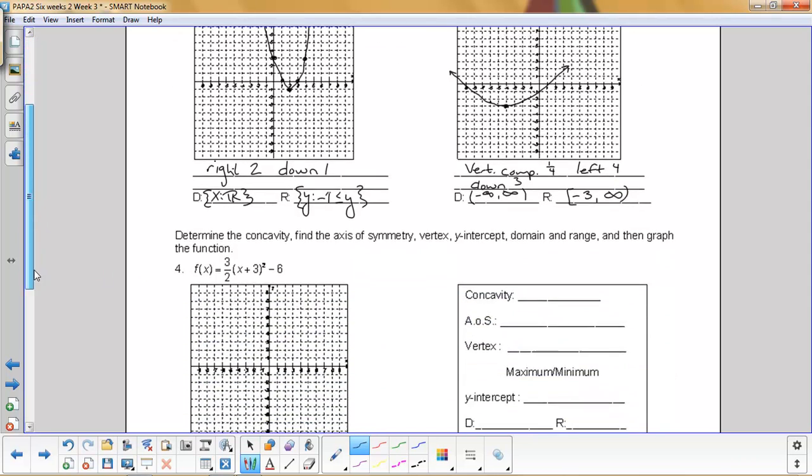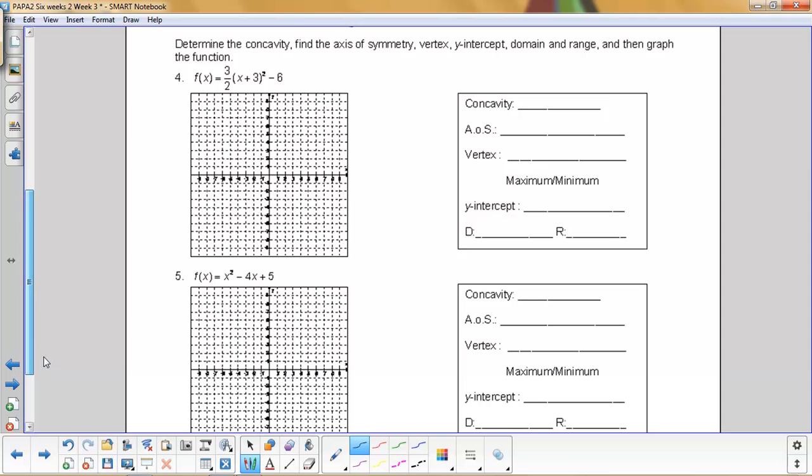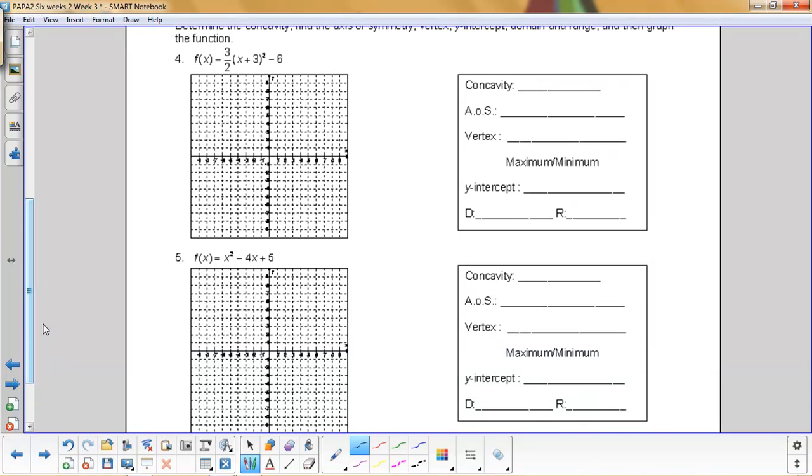Moving down here, we are going to determine all of these values for questions 4 and 5. Because the value 3/2 is positive, we are concave up. The axis of symmetry is located at x equals h, so x equals -3 is our axis of symmetry. The vertex is located at (h, k), so that is going to be (-3, -6). Because it is concave up, it will have a minimum value. That minimum value is located at the vertex.